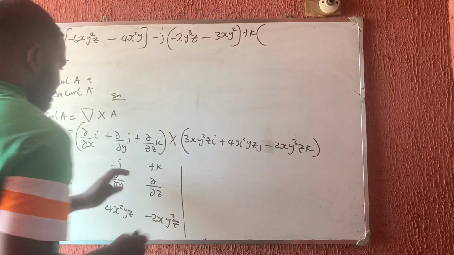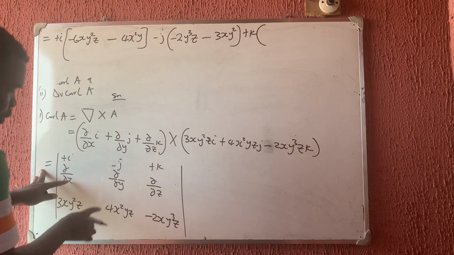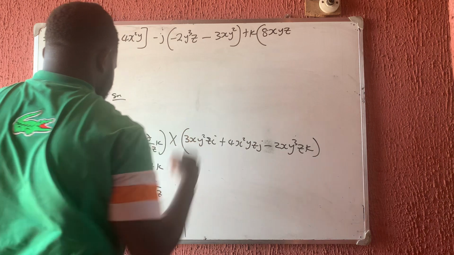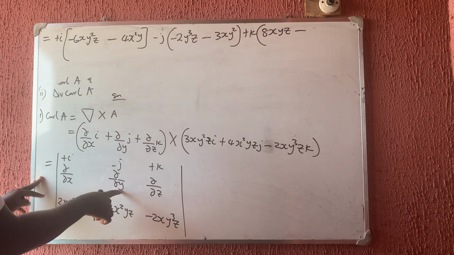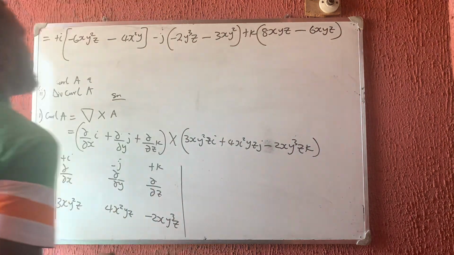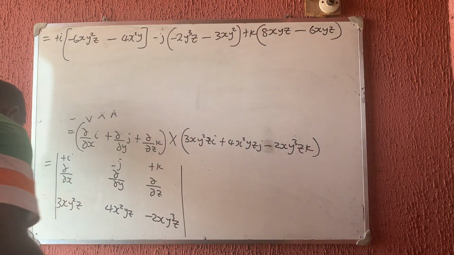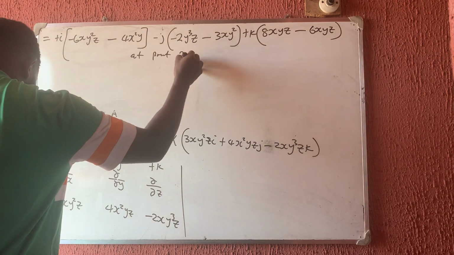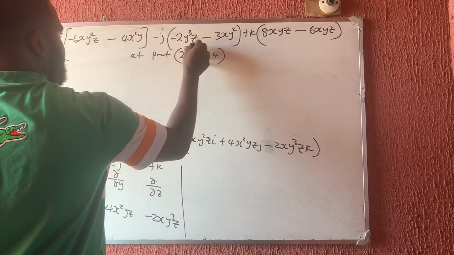If I pick plus k, cover these now. Left minus right. This one is meeting this, which means differentiating with respect to x. So 2 times this is 8, so I have 8xyz. All right, minus this one meeting this one means differentiating with respect to y, which is 6xyz. So I'm done. The next thing left is to put in the point they gave me. They say at the point 2 comma minus 3 and 4. So this is my x, y, and z.